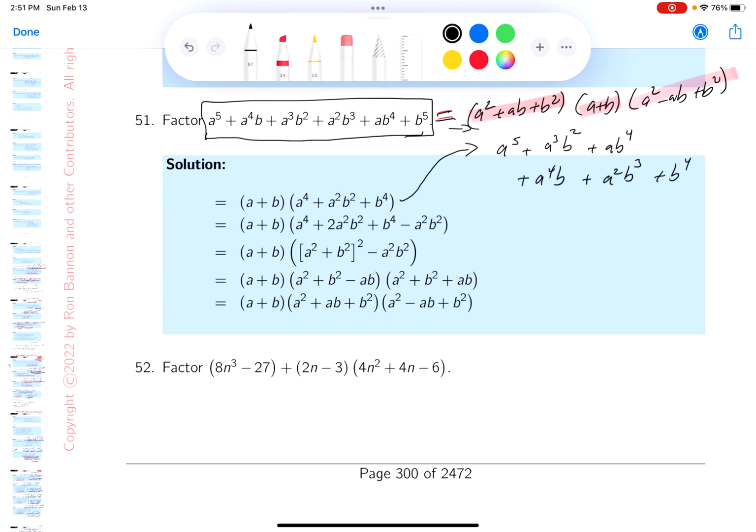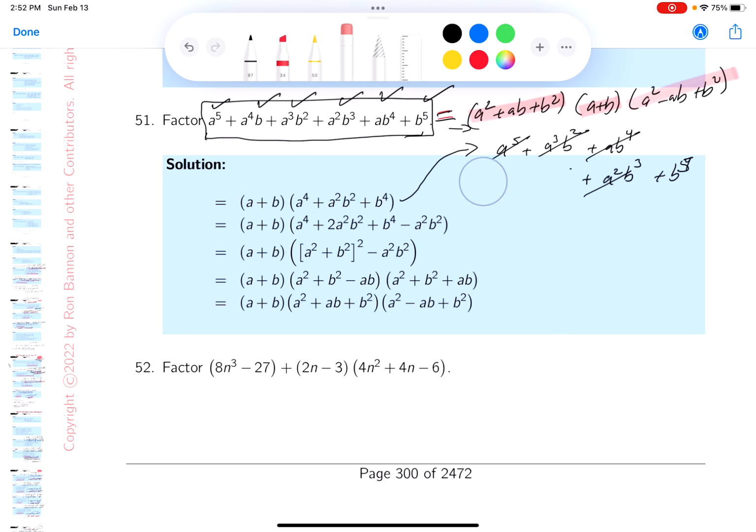Well, look at it. Are you getting what they have up here? a^5. Do you have a^4 b? Yes. Do you have a cubed b squared? Yes. Do you have a squared b cubed? Yes. Do you have ab^4? Yes. Do you have b^5? I'm sorry, I made a mistake there, because b times b^4 is not b^4, it's b^5. Sorry about that. So it kind of works out, and there's a nice little pattern to it.